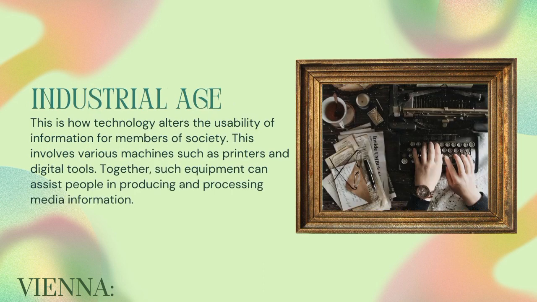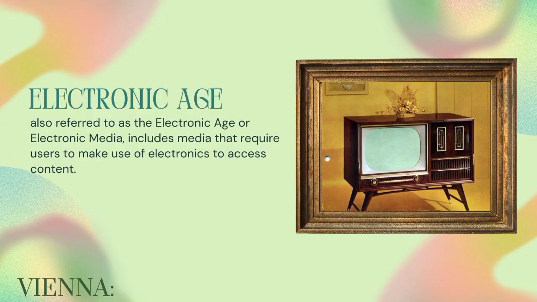Industrial Age. This is how technology alters the usability of information for members of society. This involves various machines such as printers and digital tools. Together, such equipment can assist people in producing and processing media information. Electronic Age, also referred to as Electronic Media, includes media that require users to make use of electronics to access content.